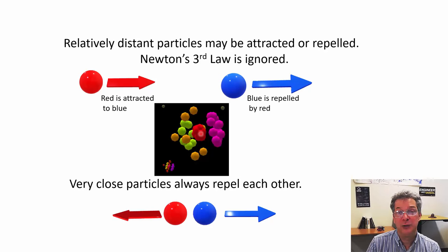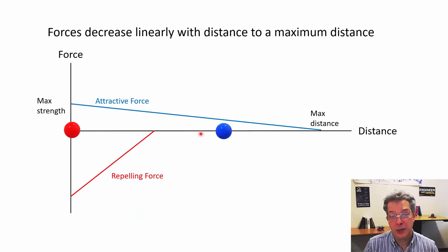In order to better understand how this works, we've got to actually look at how the forces change over distance. And so here's the model for that. We have our forces based on the distance. As I said, up close, there's always a force that repels two particles. So if the blue particle gets too close to the red particle, it definitely gets repelled. We also have a second force, which I'm calling the attractive force, although it could be negative, so it could also be a repelling force. And it also applies to every pair of particles.